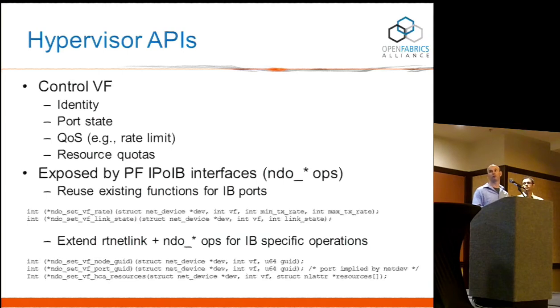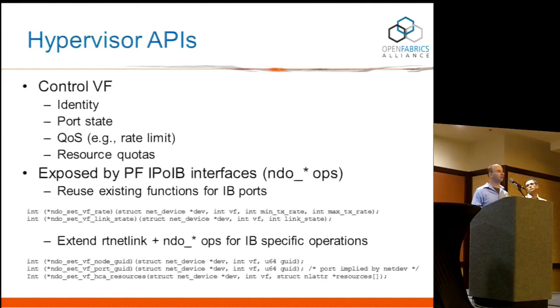Instead, we want to be more conformant with what Linux does with Ethernet virtualization, which is basically to control network SR-IOV through network interfaces. And it turns out that Linux is not the only one that does that. Windows and VMware do exactly the same. So we want to do the same here. We basically want to use the base IPoIB interfaces of the physical function as the entry point to control virtual functions. Some of the functions that are already defined in Linux work just fine for InfiniBand, for example, set VF rate, set VF link state. They apply just as well for InfiniBand links.